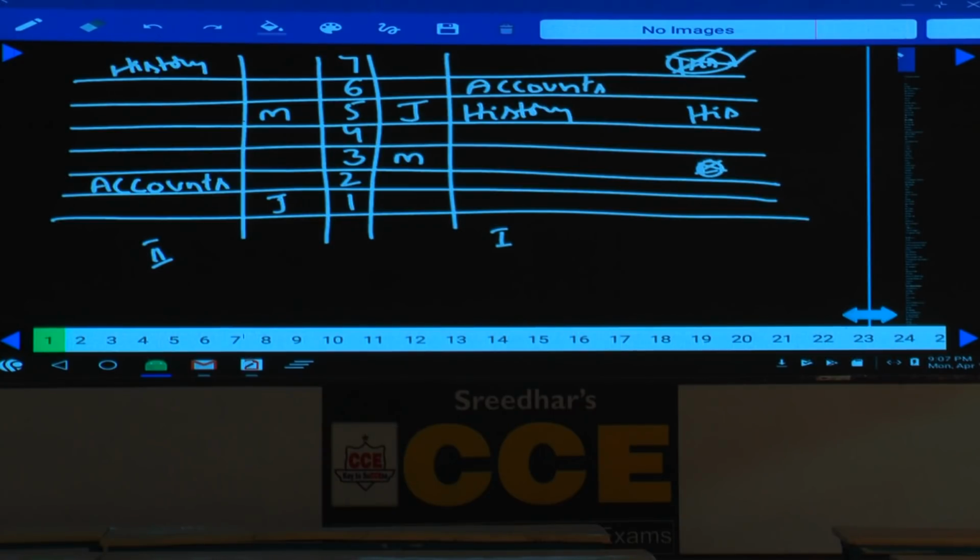Done with this? If history is on the 5th floor, with 3 persons between L and history, hence L must be on the ground floor, the 1st floor. Done with this? And similarly here also 3 persons, 1, 2, 3. Hence L must be on the 3rd floor.